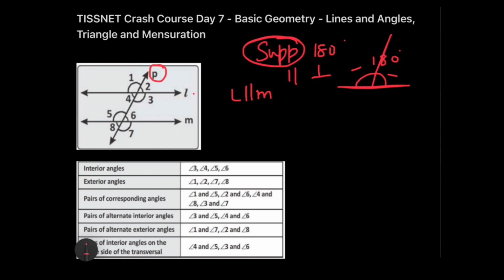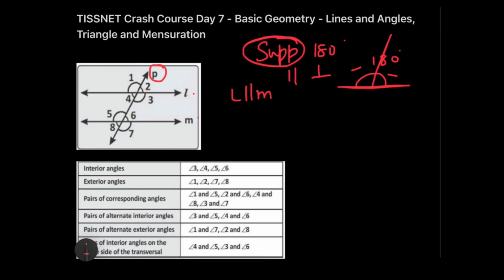Now all the angles which lie inside L and M, that is 3, 4, 5, 6, are called interior angles. The ones which lie outside the parallel lines like 1, 2, 8, 7 are exterior angles. And then we have alternate angles and corresponding angles and properties based on it. So what are corresponding angles?